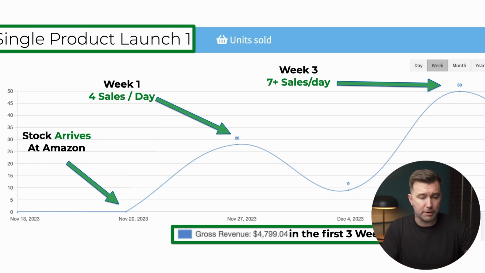So let me show you what actually can happen. This is an example of a product launch that we had. You can see the stock arriving at Amazon in November 2023. And in the first week, we had 4 sales per day. And then we kind of went out of stock for a few days because the items ran out of stock in Amazon. And then we re-brought them in from the warehouse. And then you can see our prep center. And then we can see up to 50 sales there, which was 7+ sales per day by week 3. That was almost $5,000 in revenue in the first 3 weeks of a brand new item launching. That's the power of what I'm talking about today.